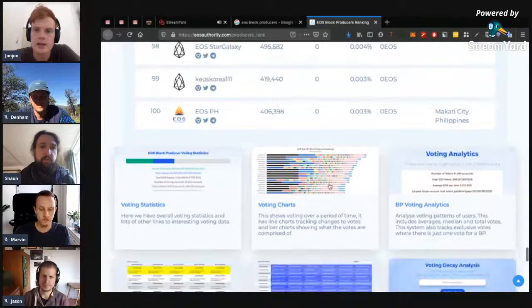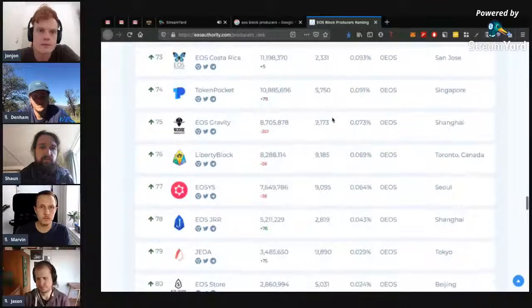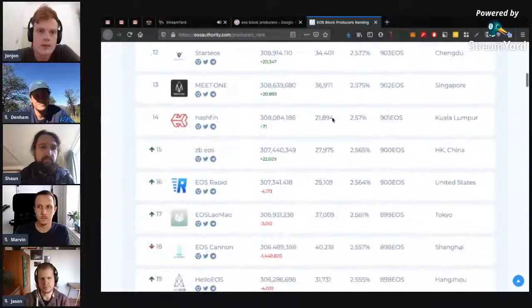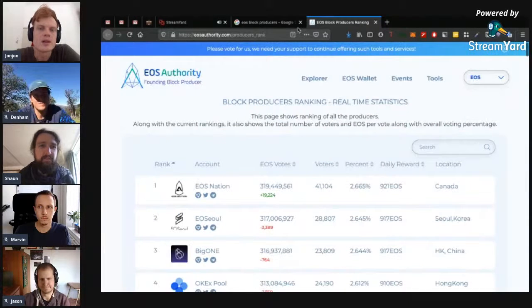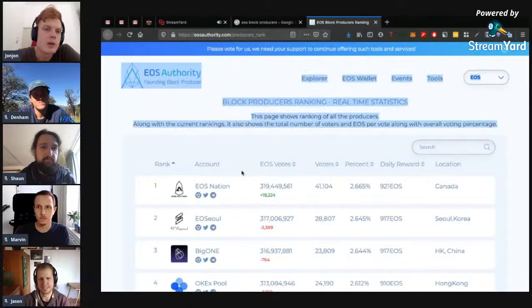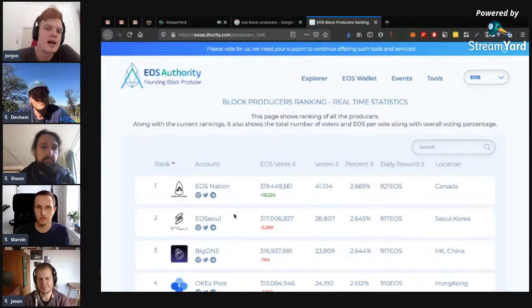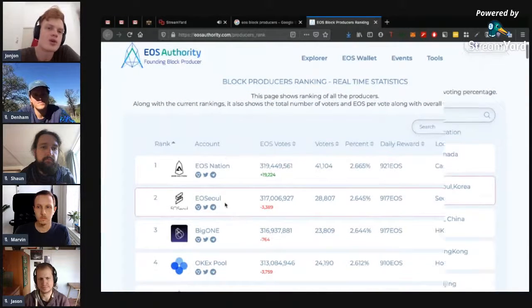What's the main mechanism that the block producers use to gain votes? Like, do they promise you they're gonna put your stuff first? They build stuff for the community. So like EOS Authority, you'll see they'll be one of the block producers, and they've built this nice ranking website that shows you everything.